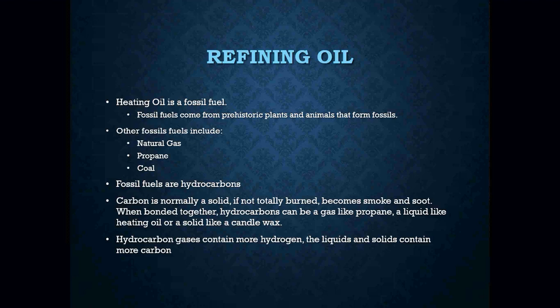So, really, what is heating oil? Which is basically our main focus of this entire lesson. Well, heating oil is a fossil fuel. It comes from prehistoric plants and animals that form fossils. Other fossil fuels that we deal with in HVAC are natural gas, propane an awful lot, and obviously coal. We don't really see too many coal-fired boilers anymore, but there is coal that is still out there.